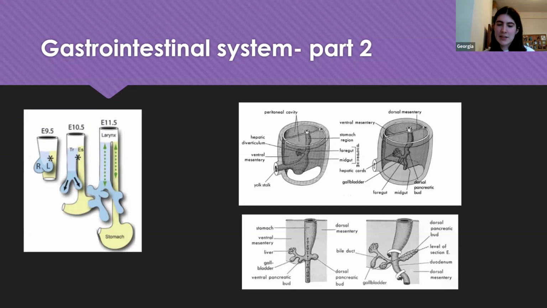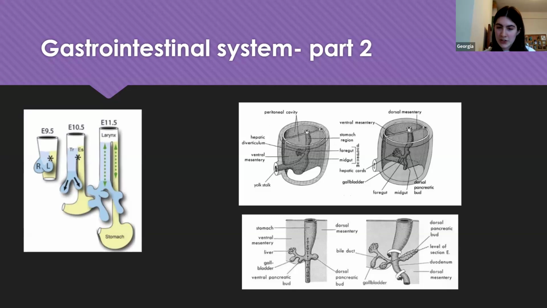The pancreas is the next organ of note, and this develops as two buds. So it has a ventral bud, which is part of the liver diverticulum, and a dorsal bud. And as the gut rotates, the ventral bud moves behind the duodenum to fuse with the dorsal bud to form the hook-shaped pancreas, so to form one organ. The ventral bud forms the uncinate process of the adult pancreas.